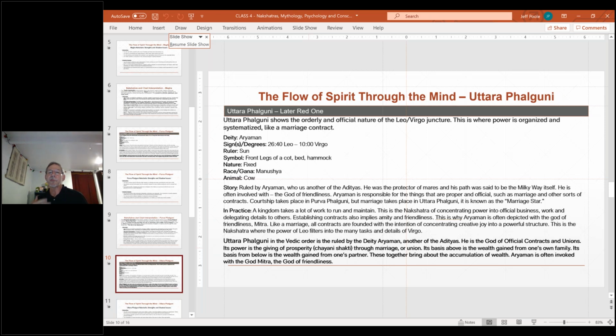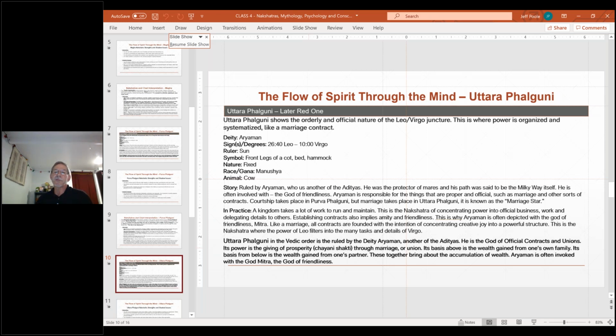So he's responsible for all the things that are proper and official, like marriage and all the contracts that we do in life. Courtship takes place in Purva Phalguni, but marriage happens with the marriage star here in Uttara Phalguni. As I said, a kingdom takes a lot of work to maintain. This is the concentration point in the nakshatras in this region of the sky, which is about power and putting that into an official structure of business, work, and delegating all the details, which is a very Virgo-esque kind of thing.